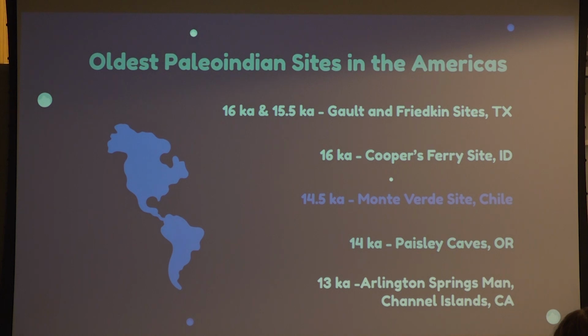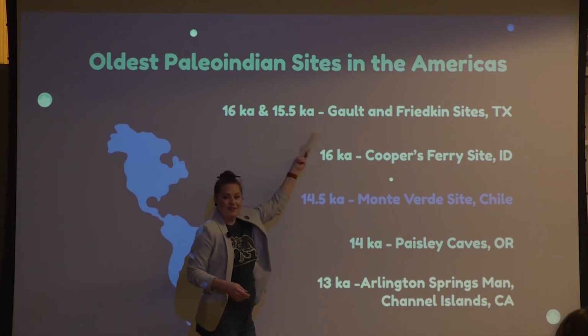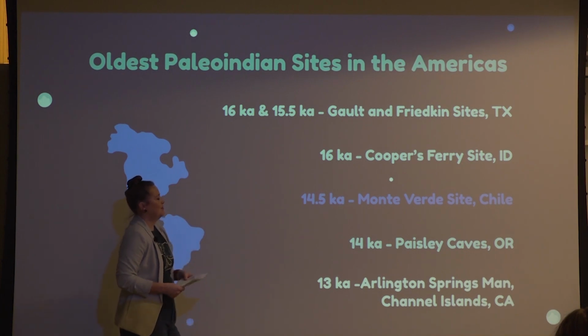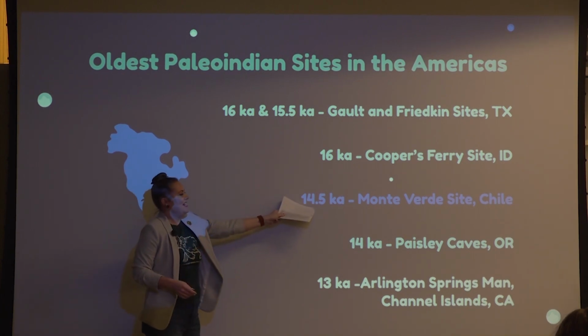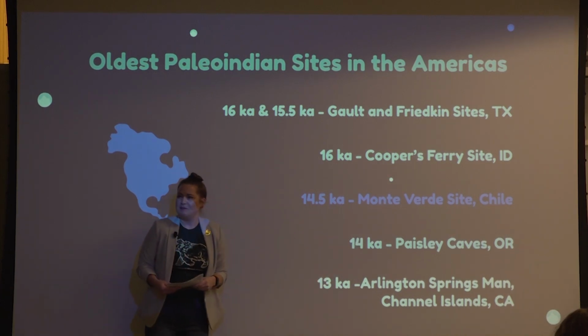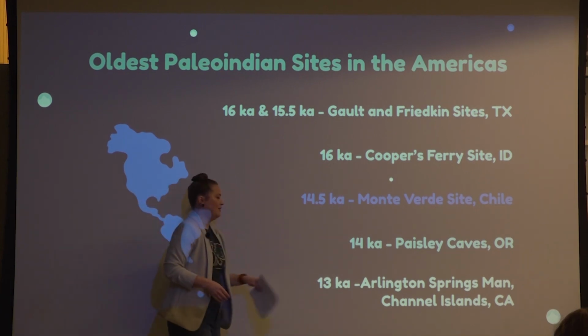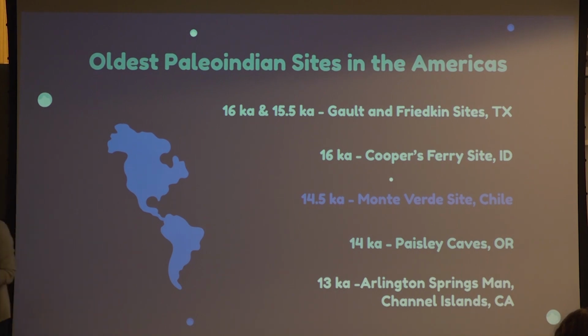So if we look at just the oldest Paleo-Indian sites in the Americas, it pushes us back into the 16,000 range. We've got some sites in Texas that are 16,000 years old. Idaho's got some 16,000-year-old sites. 14,500 years ago in Chile. So that means there were probably people here a lot earlier than 14,000 years ago, of course. Oregon about 14,000 years ago, and 13,000 years ago in the Channel Islands of California. So we've got a lot of sites in the 16-ish thousand range, but we're starting to find more evidence that there were a lot more humans here a lot earlier.